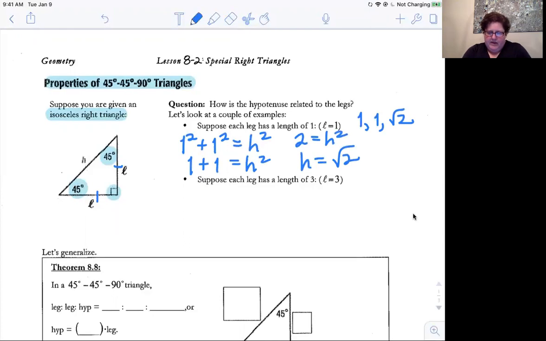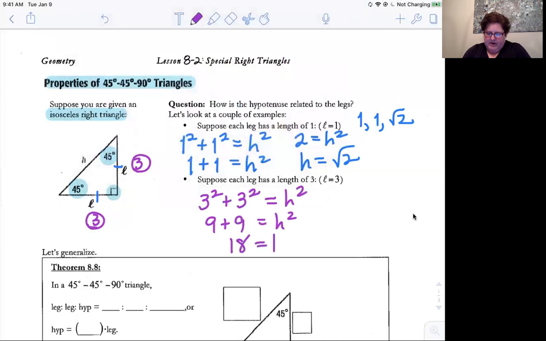Okay, now let's try if the legs are 3. What would that look like? Well, again, Pythagorean theorem: 3 squared plus 3 squared equals h squared. 9 plus 9 is h squared. 18 equals h squared. H would be the square root of 18.